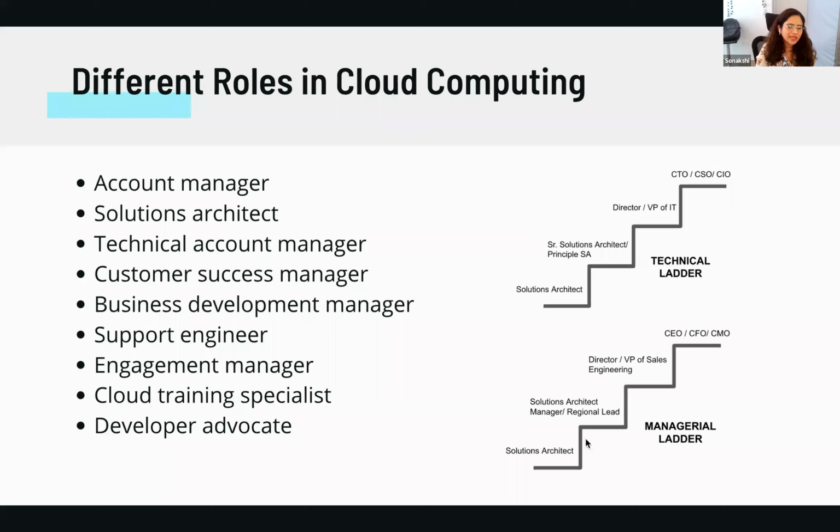And after that, once you become quite experienced and seasoned, another progression is becoming a CEO, a CFO, or a CMO. So you can become a chief executive officer, a chief marketing officer, or a chief finance officer, based on your area of expertise. I hope this makes sense.